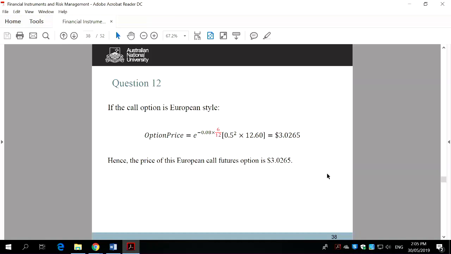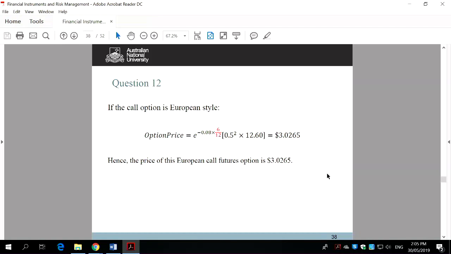Now, if this were an American put option, you would have to work at each branch of the tree. We've done this many times. Any question on this question? Yes?